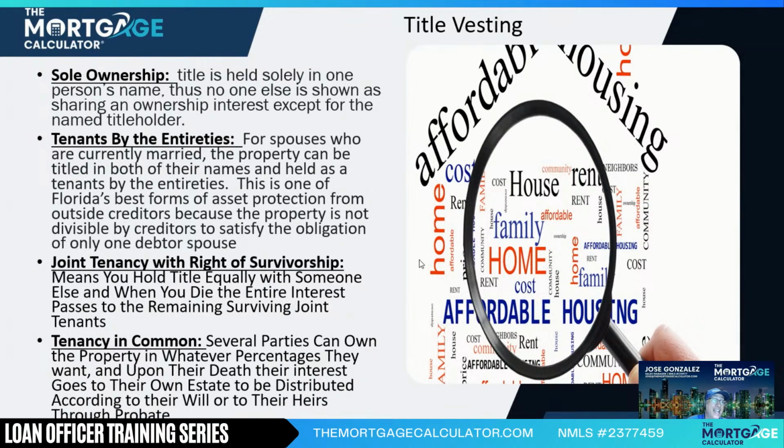That would be using tenancy in common. In tenancy in common, several parties can own the property in whatever percentages they want, and upon their death, their interest in the property goes to their own estate to be divided according to their will or to their heirs through probate. Now, obviously, you don't want it to go to probate because that's an additional expense, additional time. Also, you've got to go to court. You would want to have a will, some type of document like that, so that your desires would be followed without having to go to court, spend money, and waste time.